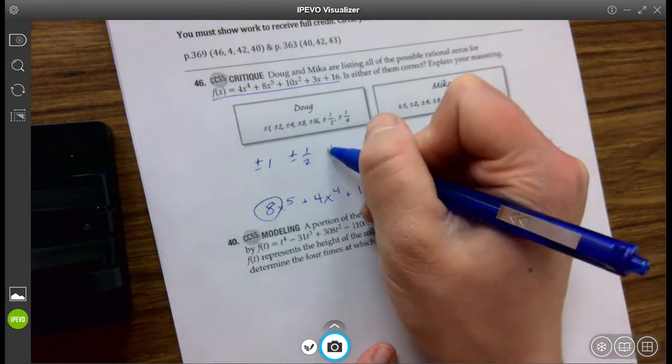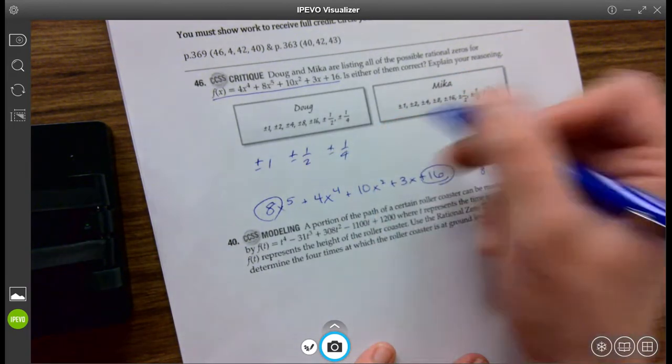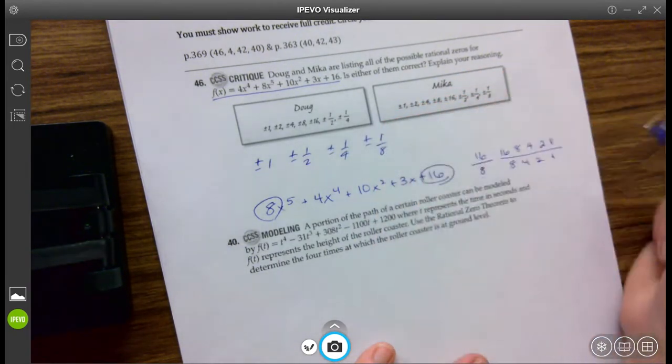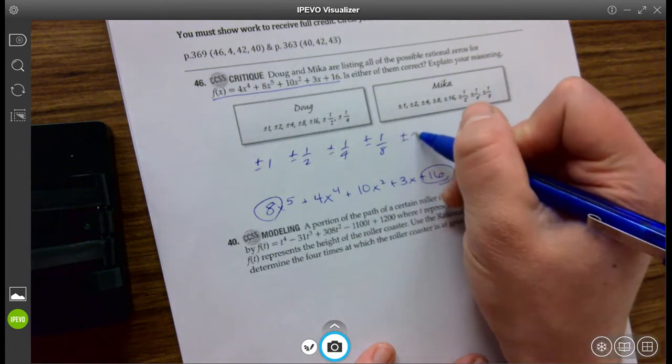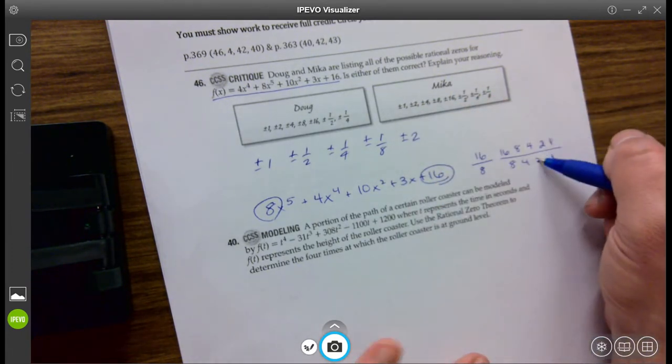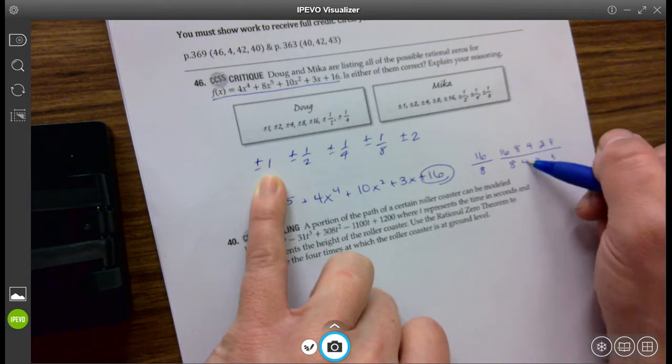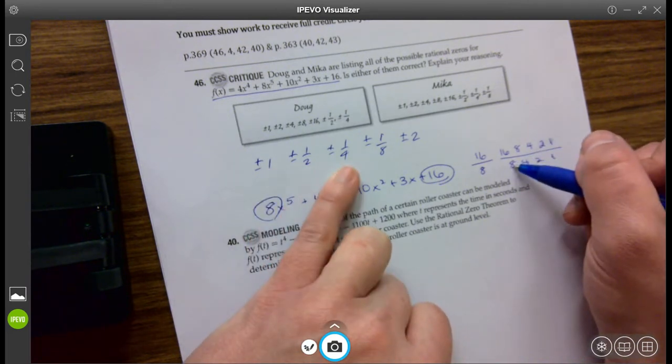1 over 4, which is a fourth. 1 over 8, which is an eighth. 2 over 1, which is 2. 2 over 2, which is 1. We already have it. 2 over 4, which is a half. 2 over 8, which is a fourth.